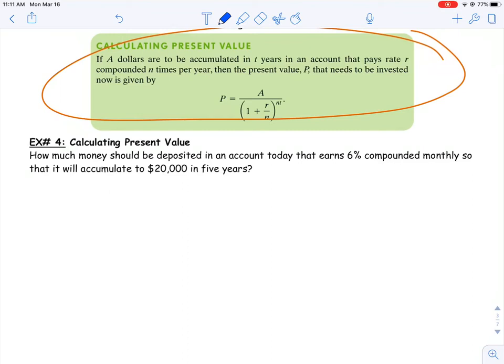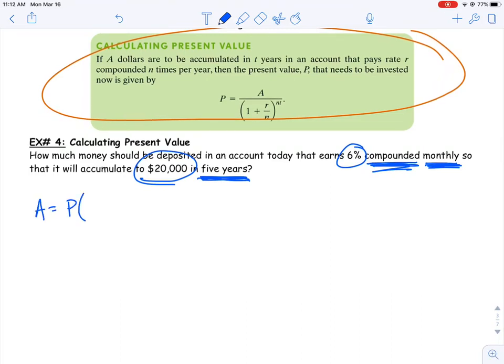Example number 4 says, how much money should you deposit in an account today that earns 6% compounded monthly so that you accumulate $20,000 in 5 years? So I know I have 6%. I know that it's compound interest, not simple interest. I know that it's compounded monthly, not continuously, and I'm doing it for 5 years, okay? So I know that I have a future value. I already know how much money I want to end up with. That's the $20,000. I need to figure out how much money to put in my account.